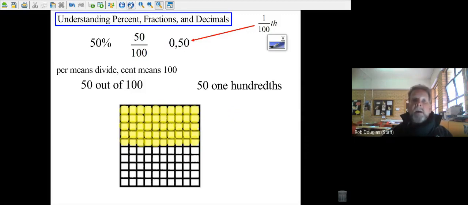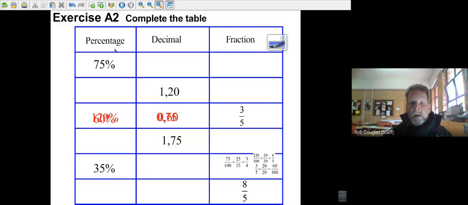Now, I'm going to give you a table for an exercise here. You're going to get a question like this, 75%, and you're supposed to complete the table. Well, this is 75 per hundred. Percent means 75 over 100. It's 75 hundredths. So as a fraction, it's 75 over 100. So there it is as a fraction.